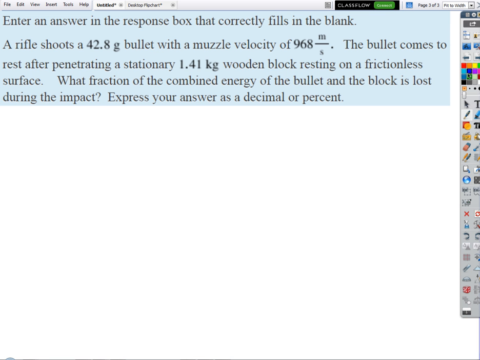So we know this, right? We know that M1 V1 has to equal M2 V2, where one is before and two is after, right?